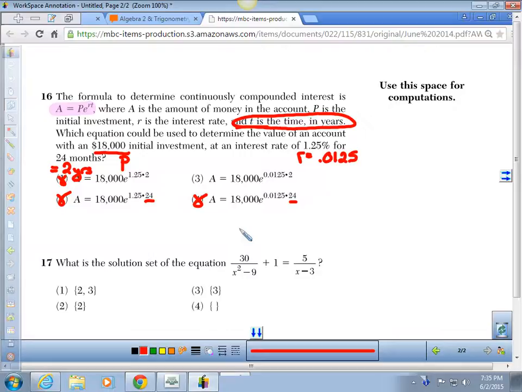Completely unfair. I mean, is that testing your knowledge about using that formula at all? No, absolutely not. But if you didn't take your time and read that, we're out 2 points.